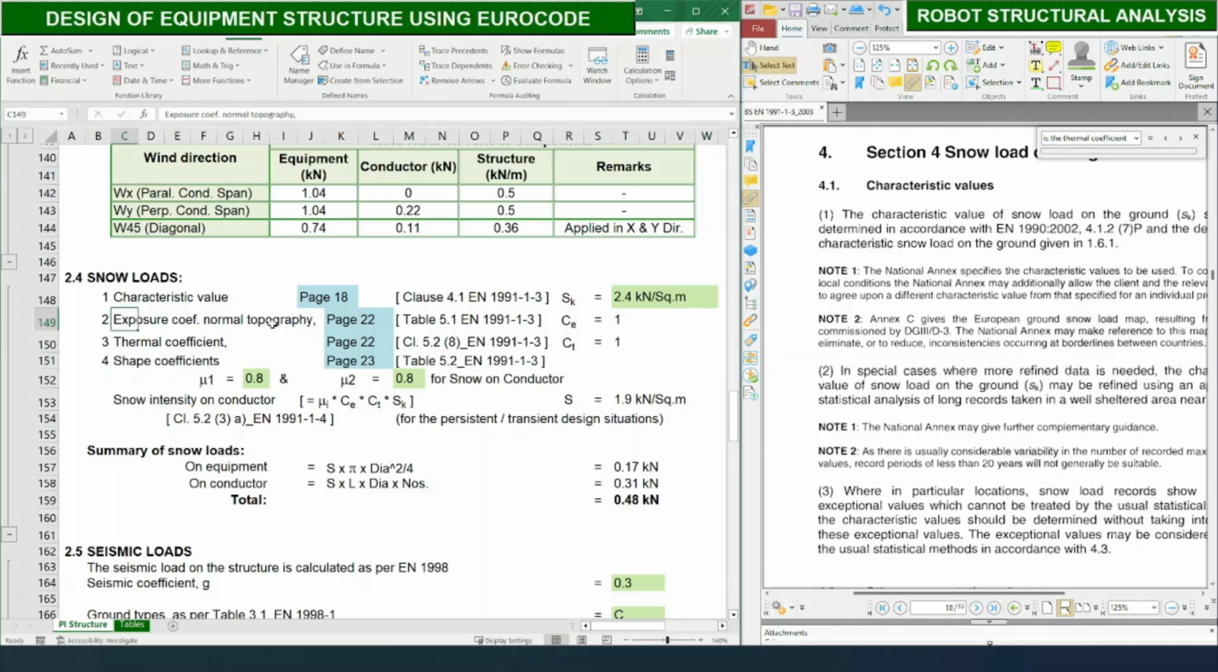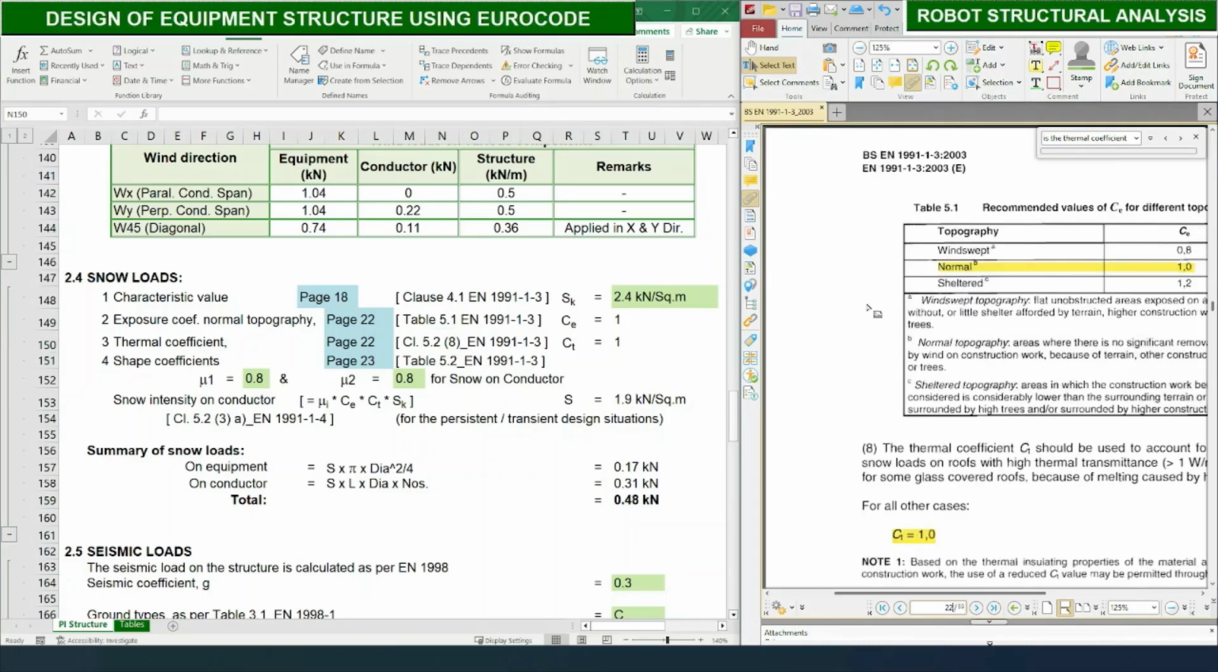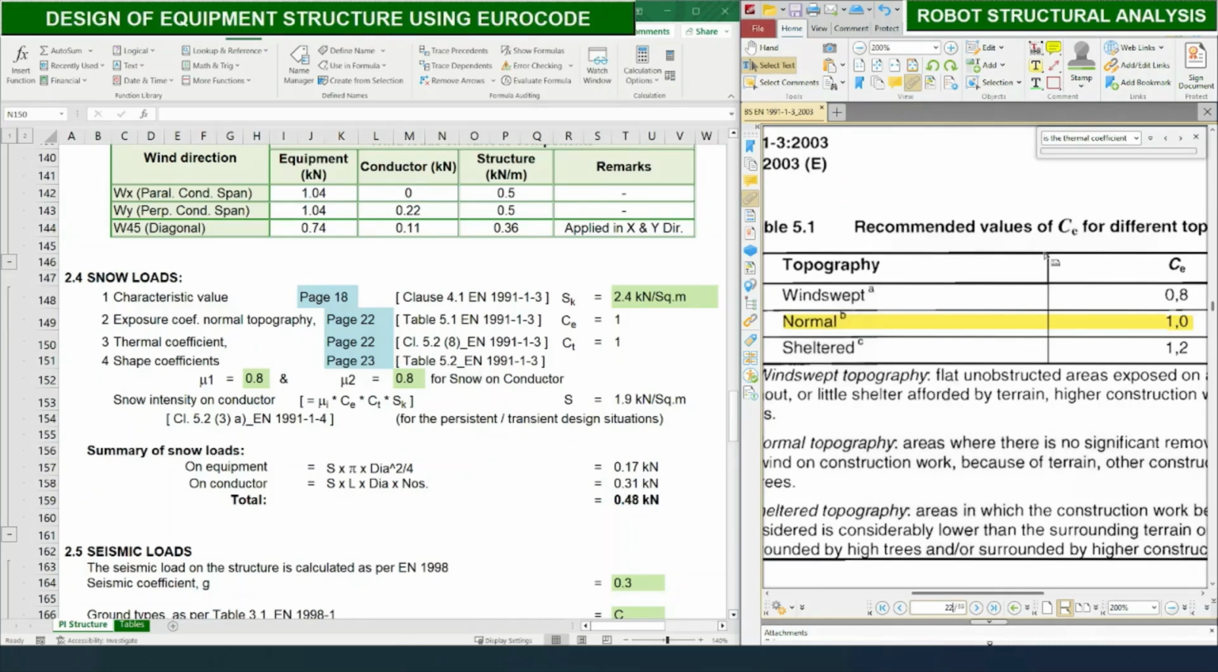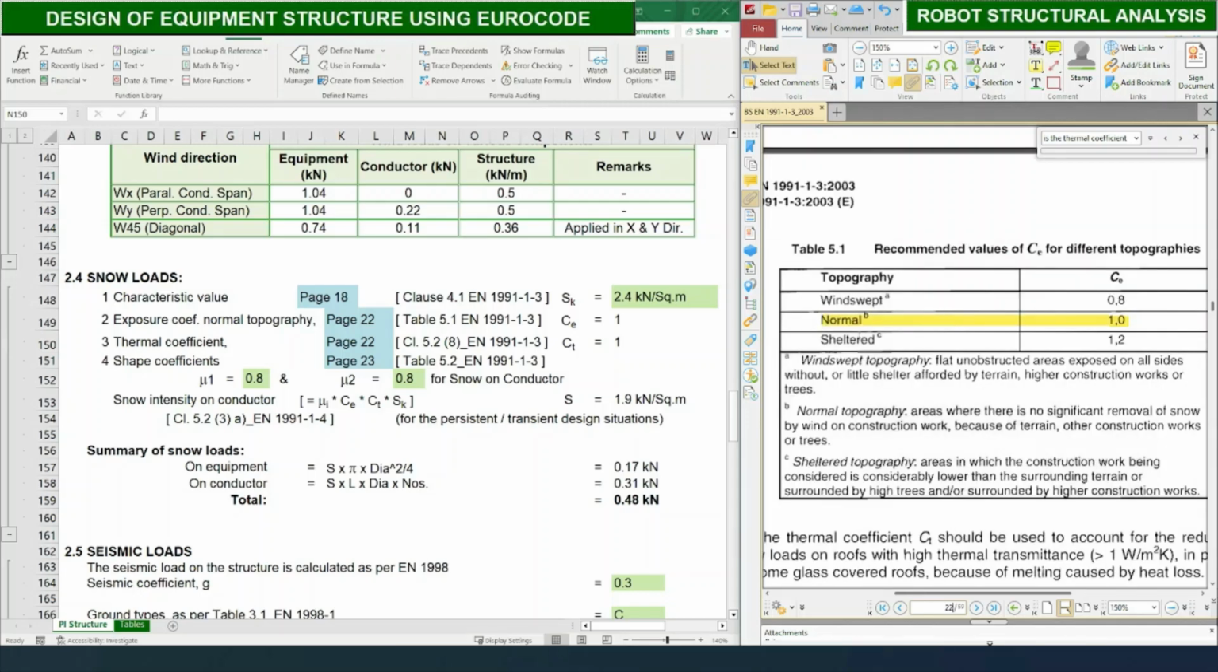The exposure coefficient for normal topography, we need to get this CE value from table 5.1, EN 1991, for which page number 22 is to be referred. Here you can see the table showing the recommended values of CE, the coefficient of exposure. We can consider the normal topography, so the factor CE is 1.